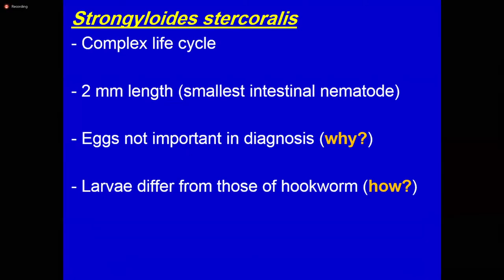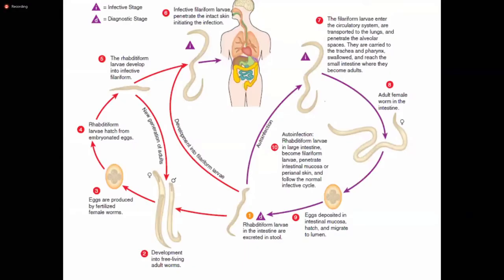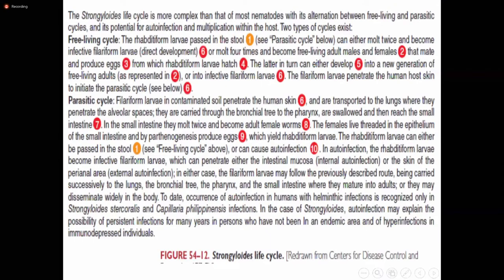Eggs are not important. Larvae are different from the hookworms, and you have seen how they are different. Filariform stage in the gut causes autoinfection, and adults sustain the life cycle outside. In the first table that I mentioned, we said Strongyloides also has an adult life cycle in the soil. Epidemiology is similar to hookworm, but they are less common. If you would like to go into these details, you can read the text with this slide, but I don't want this complex cycle from you.